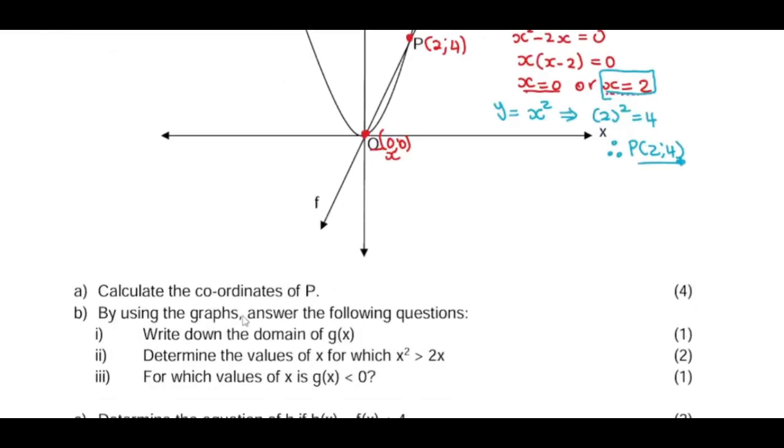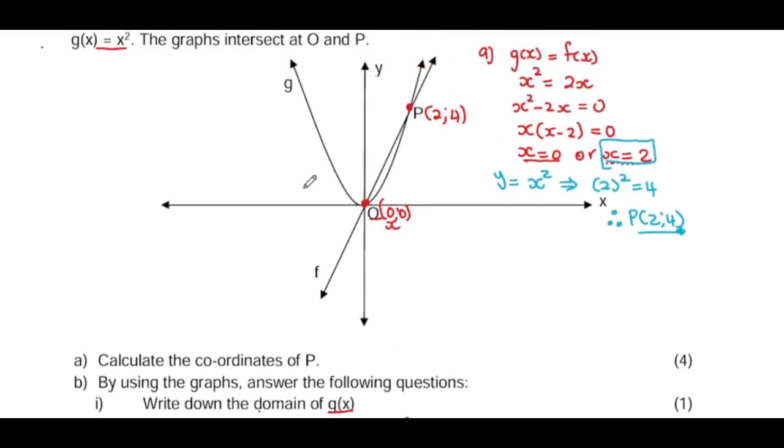By using the graphs, we need to answer the following question. Look at this graph and tell us what is the domain of g(x). So if you look at the graph of g, this is my graph of g. That graph is a quadratic equation, so it takes all the positive and all the negative x values. As you can see, it takes all these positive, all these negative values, and it also takes all those positive values.